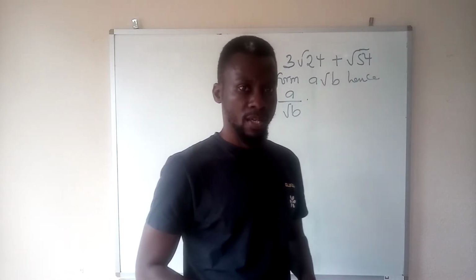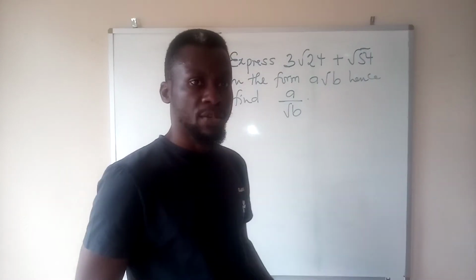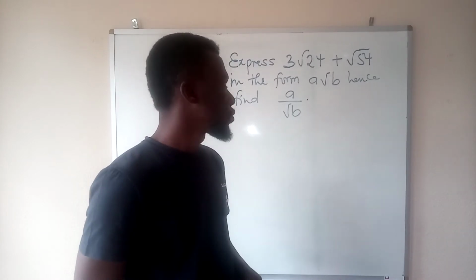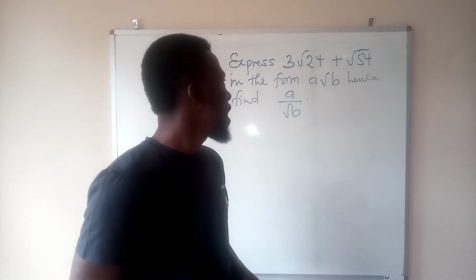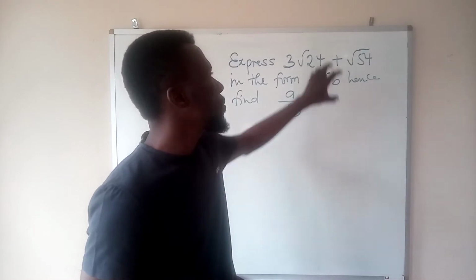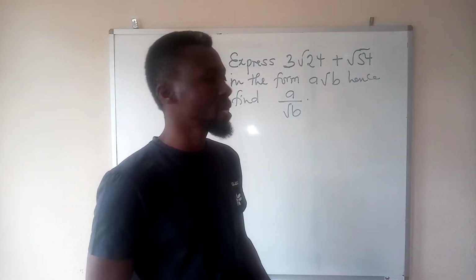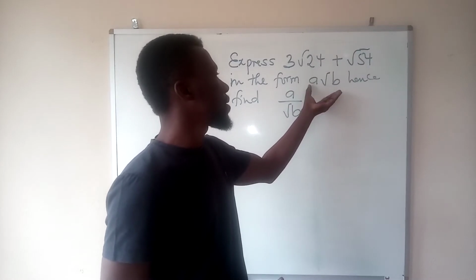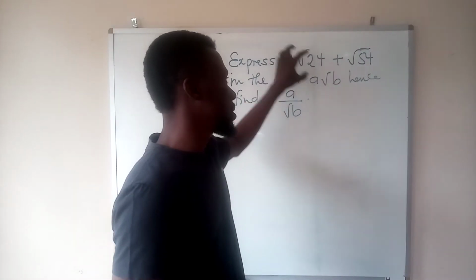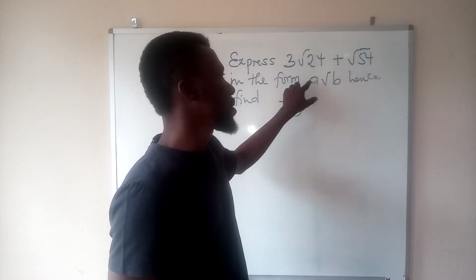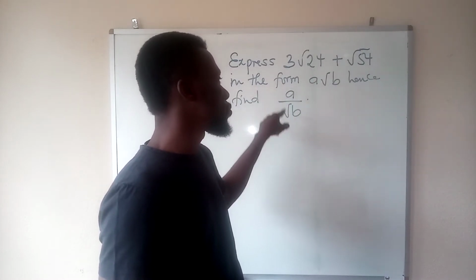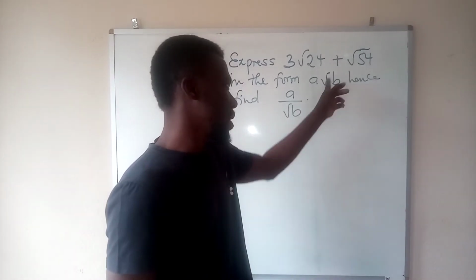My name is Eric. Our question for today is the one we have on the board: express 3 root 24 plus root 54 in the form a root b, hence find a over root b. So we are going to simplify 3 root 24 plus root 54 into a form that gives us a certain number multiplying the root of another number. When we finish, the solution should be a root b, where a and b are certain numbers, and then we find a over the root of b.